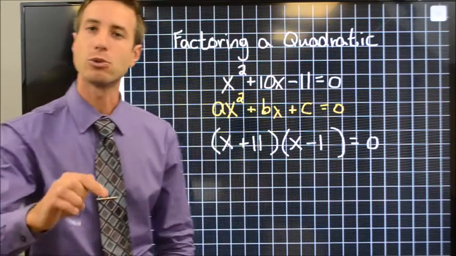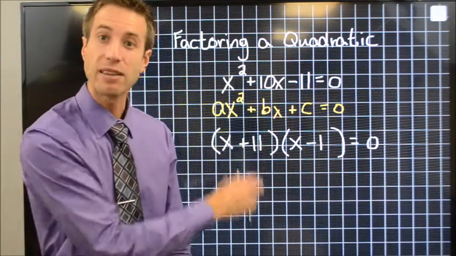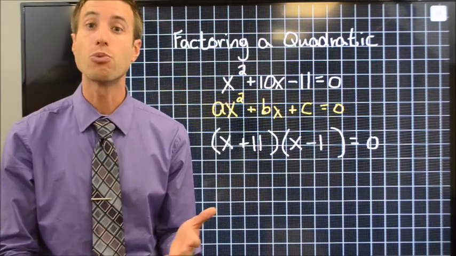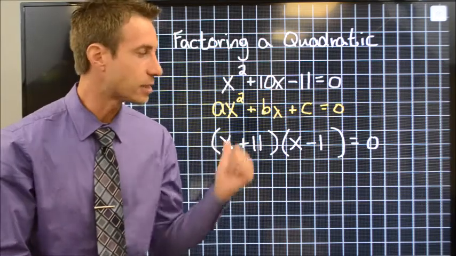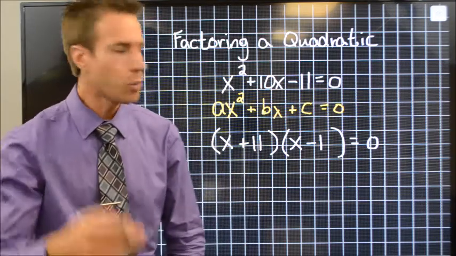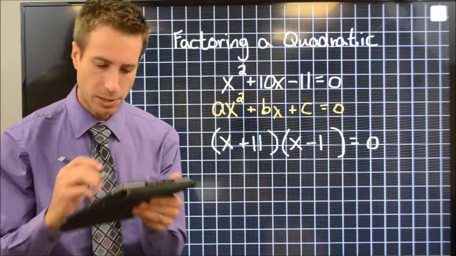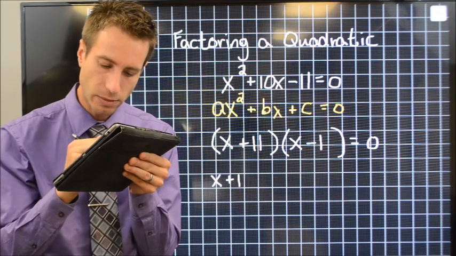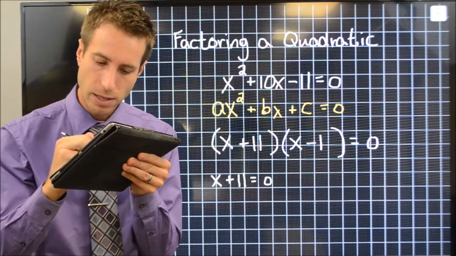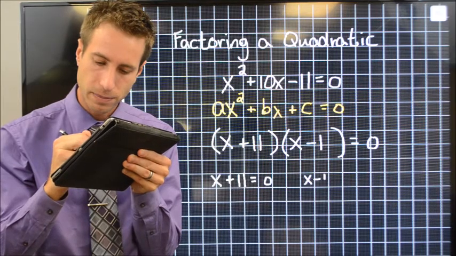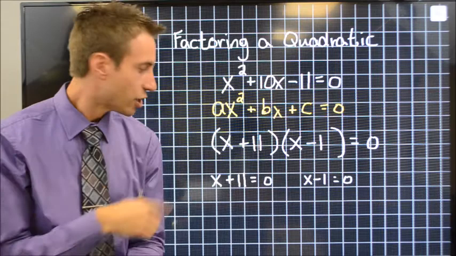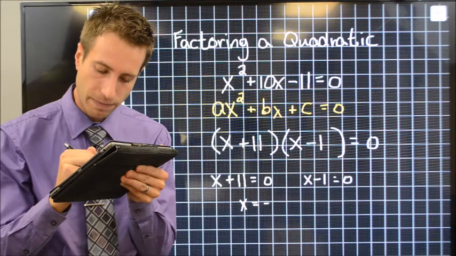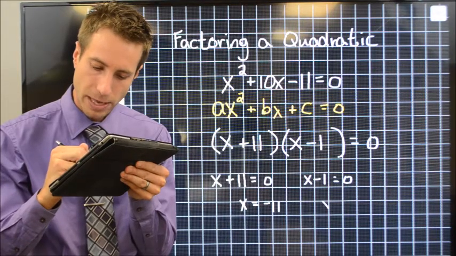Now, you may be asked to do two things. Either you could be asked to find the factors, which we did, or you may be asked to actually find the solutions, the roots, the x-intercepts. Where does this parabola cross the x-axis? Well, in which case, you just use the zero product property to split these guys up. x plus 11 is equal to 0. x minus 1 is equal to 0. Solve both of those guys for x, and we find that one of my roots is a minus 11, and the other root is going to be a plus 1.